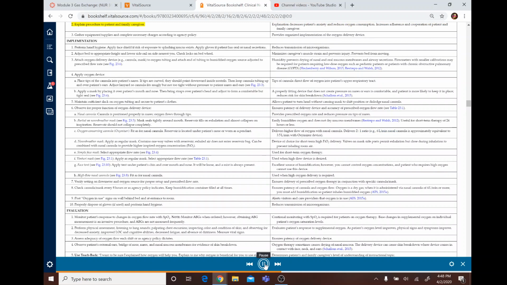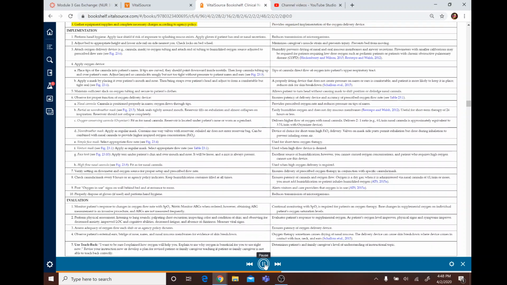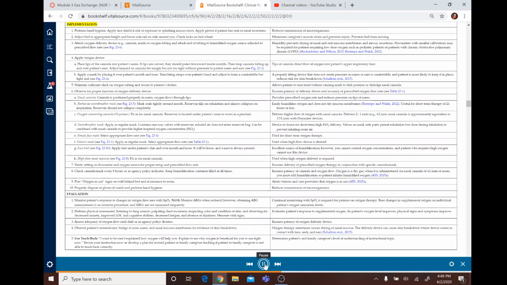To explain procedure to patient and family caregiver. Explanation decreases patient's anxiety and reduces oxygen consumption. Increases adherence and cooperation of patient and family caregiver. 3. Gather equipment/supplies and complete necessary charges according to agency policy. Provides organized implementation of the oxygen delivery device.